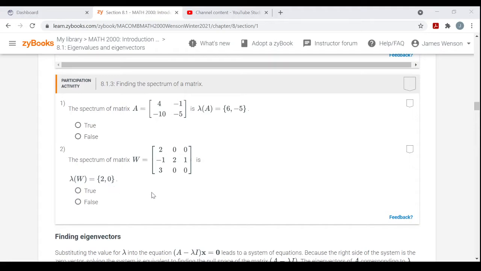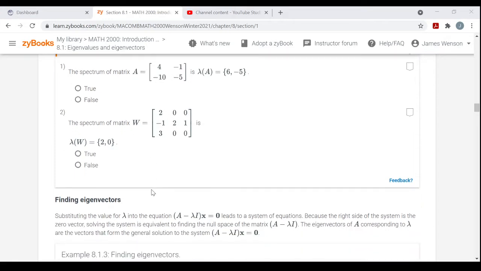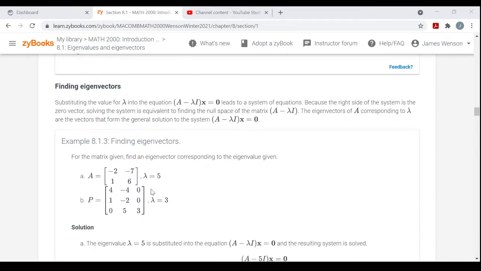Okay. So now that we know how to find eigenvalues, the next part is going into finding the corresponding eigenvectors. And I mentioned this earlier. We're trying to solve this equation, trying to find solutions to A minus lambda I times x. When is that equal to the 0 vector?